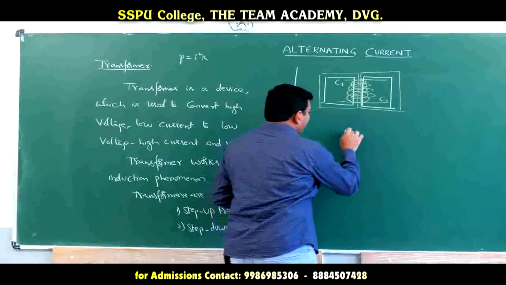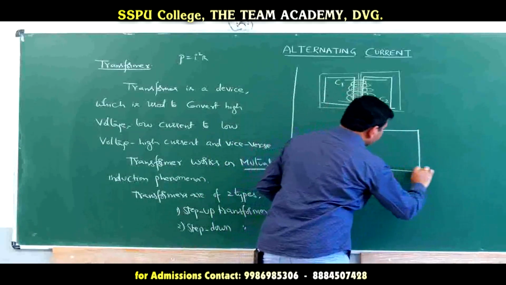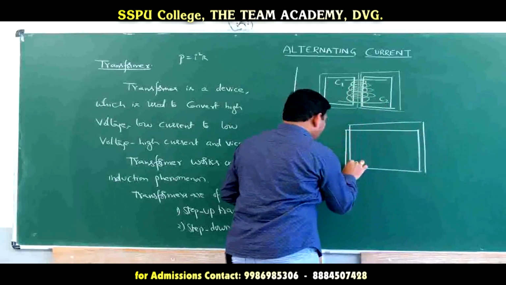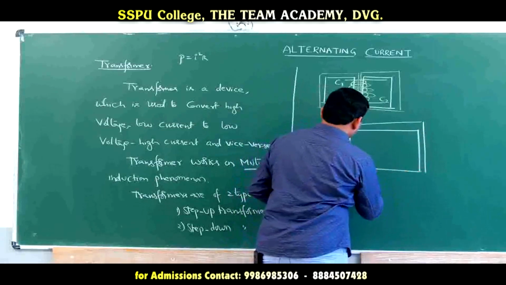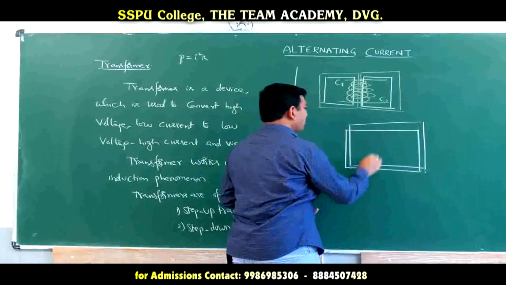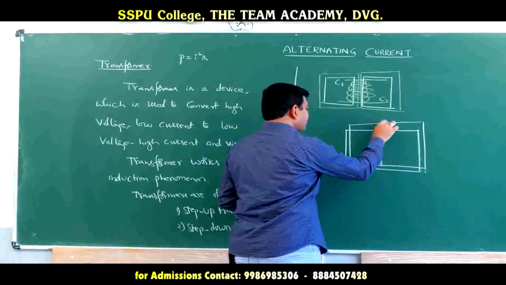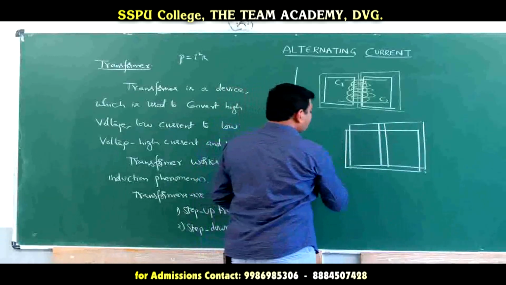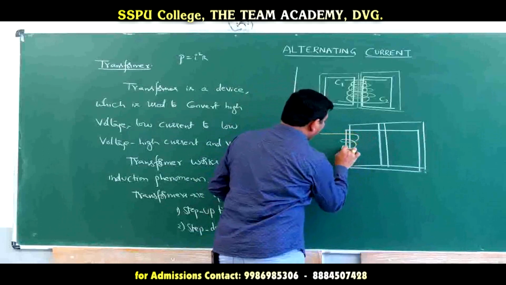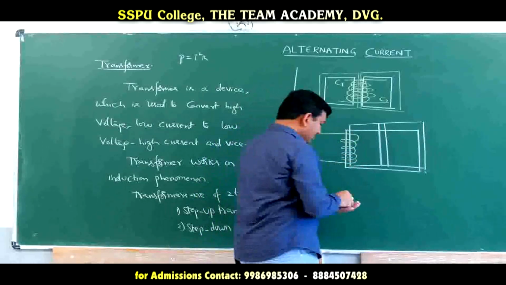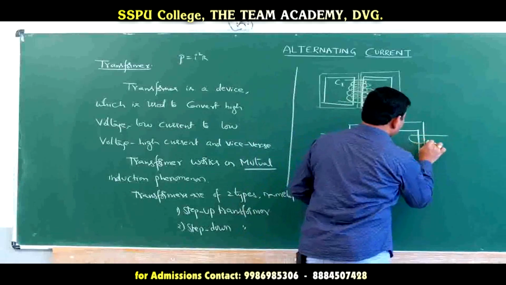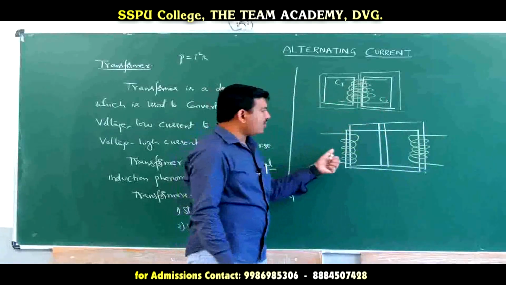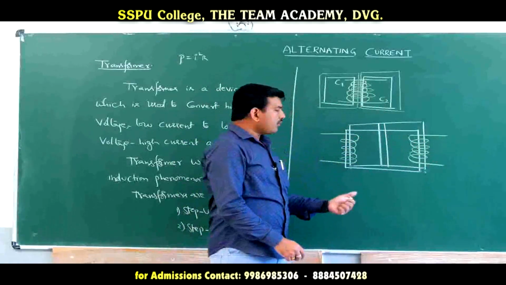In the second case, let us consider this is the metallic core. Over the metallic core, there are two limbs. This is one limb and this is another limb of the core material. For this one, I will be having one coil like this, and for this one there will be another coil like this. So how many coils are there? Two coils are there. So this is said to be the primary coil and this is said to be the secondary coil. What is a primary coil?